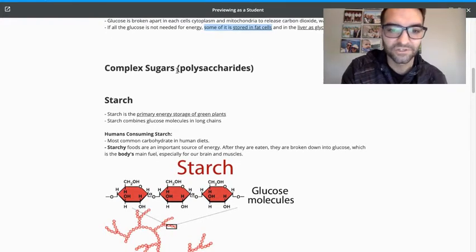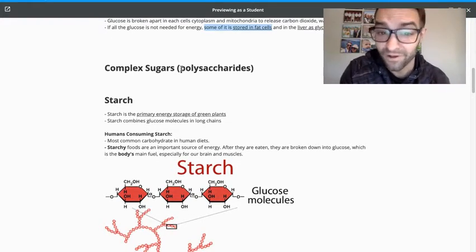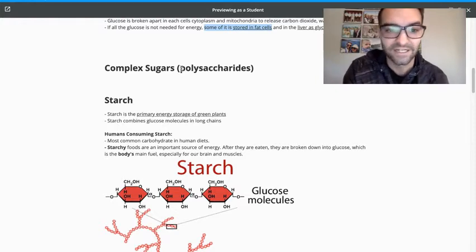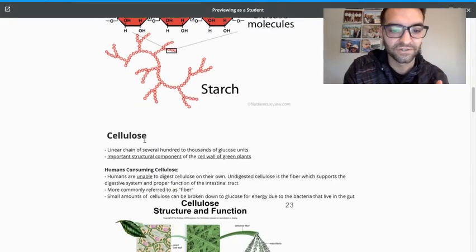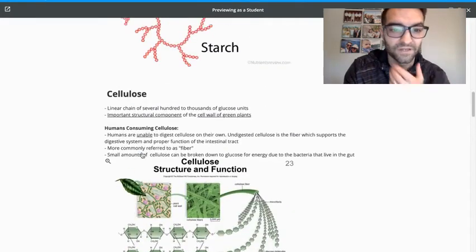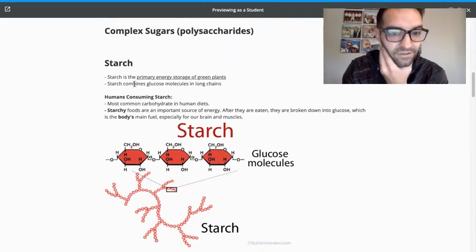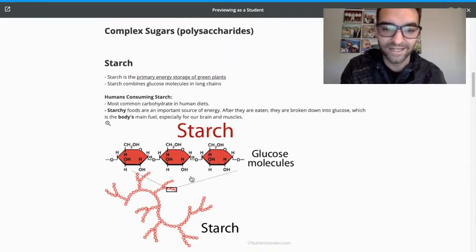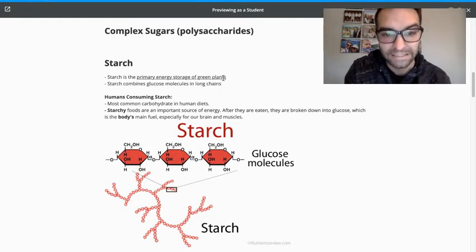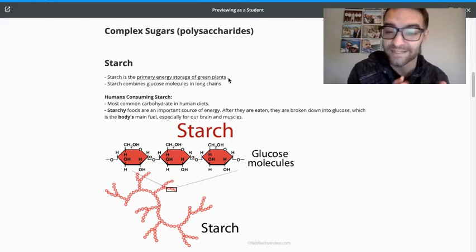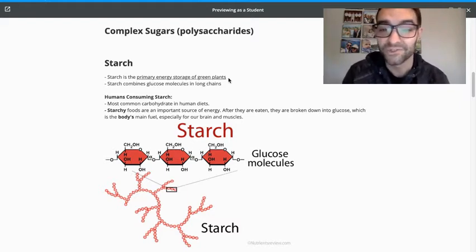Then we have complex sugars. So complex sugars, you can technically refer to them as polysaccharides, which just means many saccharides. And so as an overview, we have starch, cellulose, and glycogen. I gave just a couple bullet points on each one and an image to look at. Starch is the primary energy storage of green plants. So when we think about plants, plants do all of this too. Plants need glucose as well. Now they do it completely different, and they get it completely different.